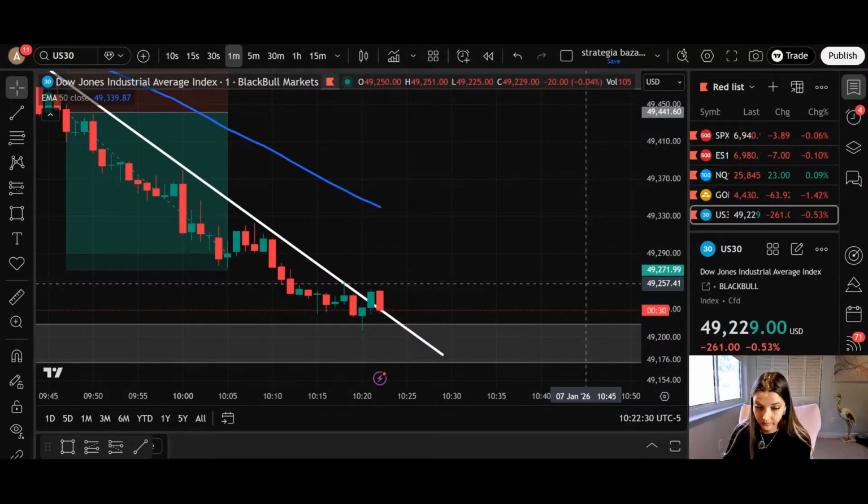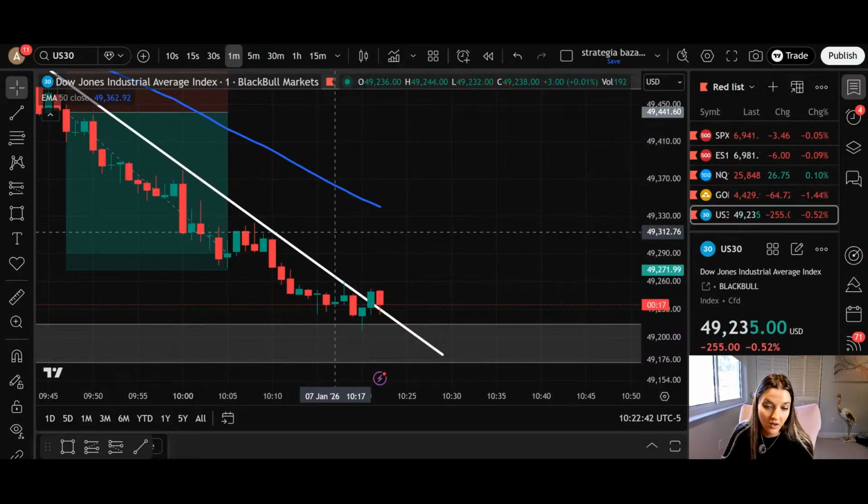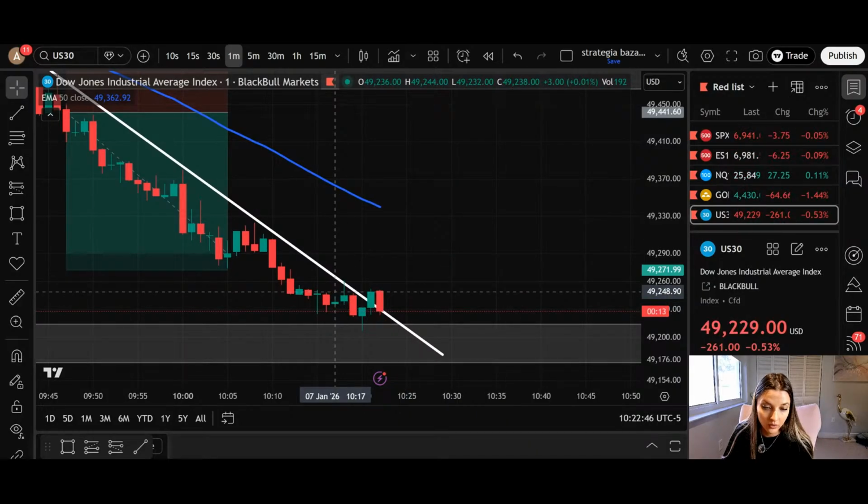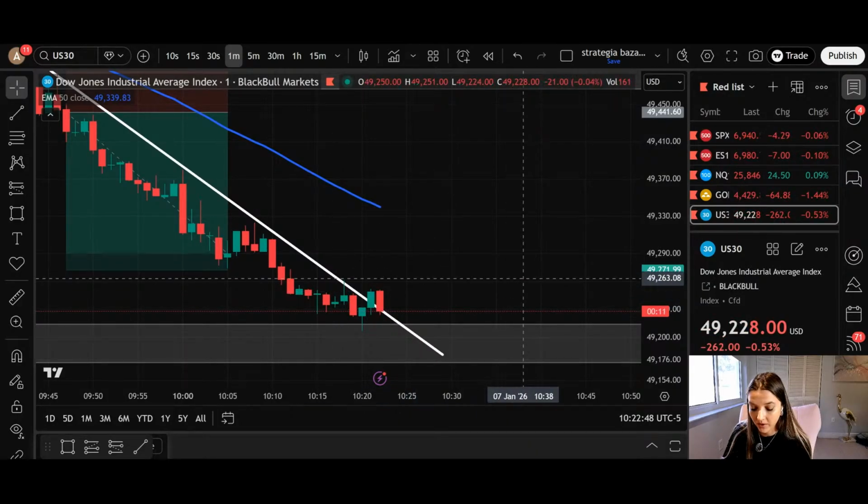Don't forget, for me to consider a break, I need a full bearish or bullish candle above or below. So this is not, for me, a break. Even though it closed above, it's not a clear break for me. I need a full candle.